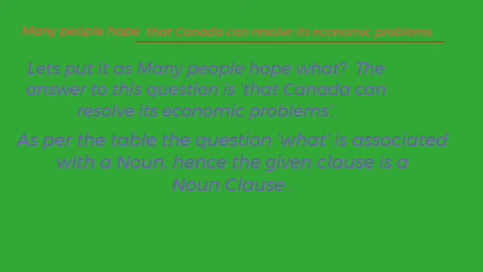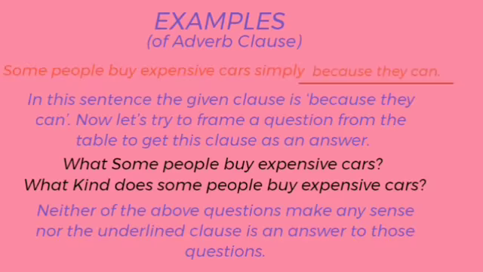The second example, some people buy expensive cars simply because they can. In this sentence, the given clause is because they can. Now, let's try to frame a question from the table to get this clause as an answer. First question, what some people buy expensive cars, or what kind does some people buy expensive cars? Neither of the above questions makes any sense, nor is the underlined clause an answer to these questions.